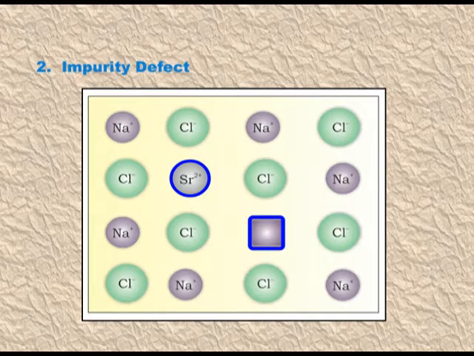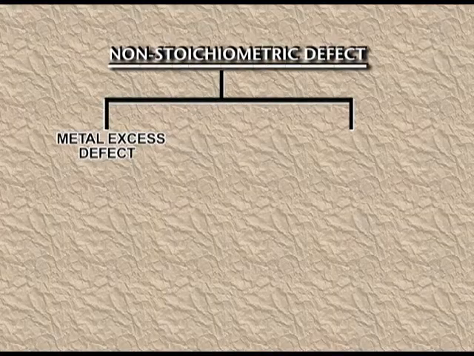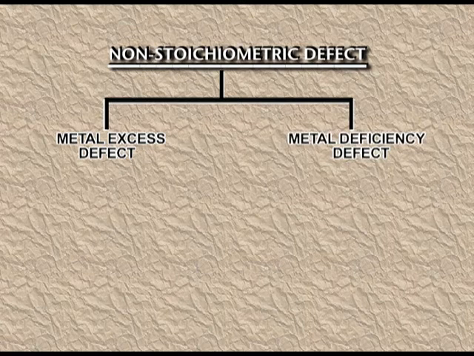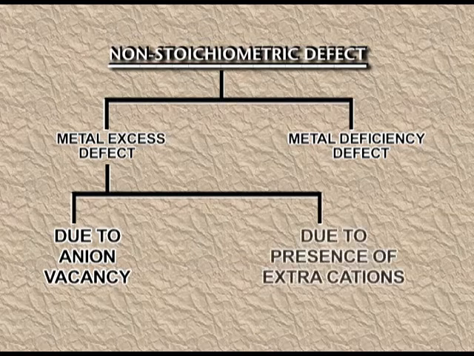It is again a defect or an imperfection. The non-stoichiometric defect is further classified into the metal excess defect and metal deficiency defect. Metal excess can take place due to anion vacancy or due to the presence of extra cations. Now let's see one by one.